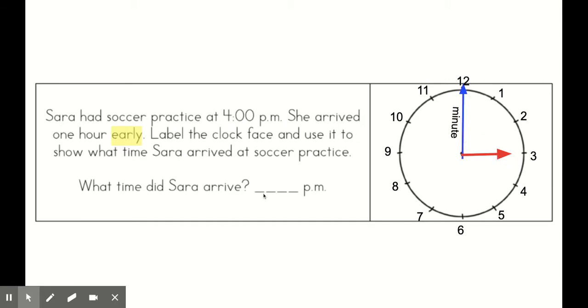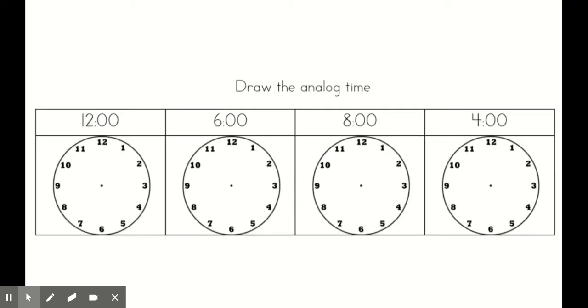Now it does have 4 blanks, but you only need to use 3. You put 5... 00. Or I guess you could put 5 and above this blank, put the double dots 00. But your answer should be 3 because if she was supposed to arrive at 4 and she was an hour early and you subtract 1 hour from 4, you get 3.